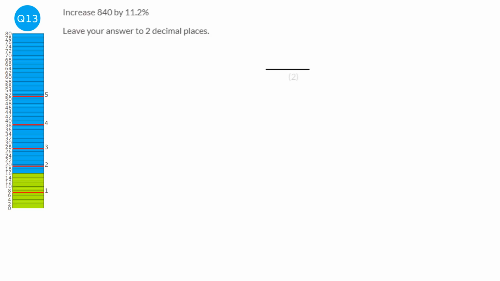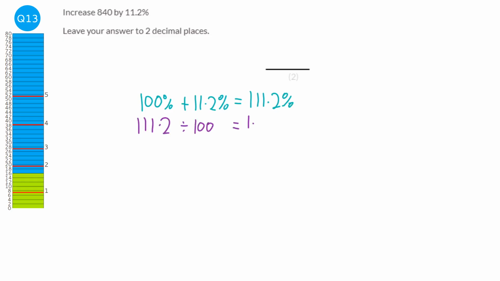So we're going to find out the multiplier first. We do that by starting with 100%, and it says it increased by 11.2%. So we're just going to add 11.2%, which will give us 111.2%. Then we can make that into a decimal by dividing by 100. And this will make it into a multiplier. So it's 1.112. That's our multiplier.